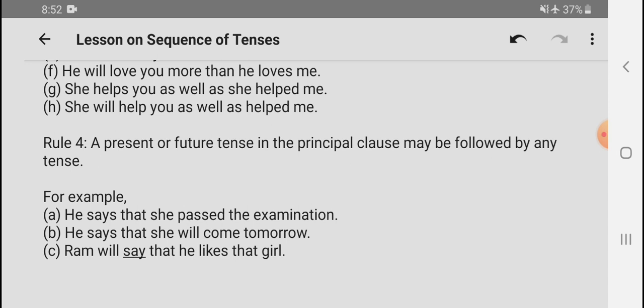Example C. In example C, you can see that the principal clause is in future tense, specifically in simple future tense. Ram will say, that is one clause, simple future, that he likes that girl. So we can change the sentence. Ram will say that he is liking that girl. So he has liked that girl. He will like that girl. He will have liked that girl. Sentences like that can be put in any tense according to the demand of the situation and the demand of the speaker, how he wants to use these examples in a sentence.